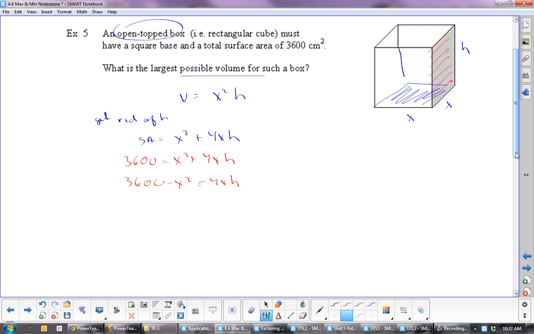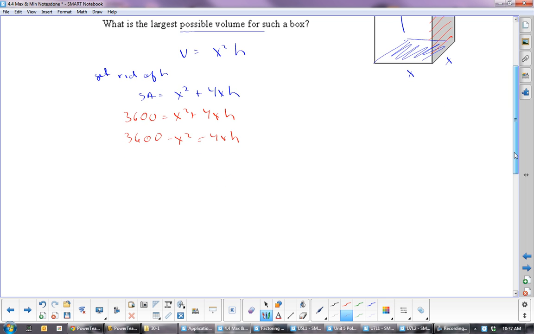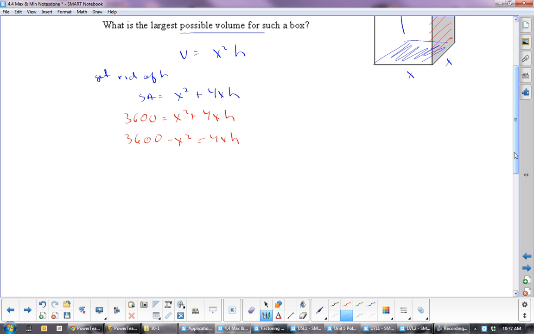I know sometimes when you take notes, you're like, how on earth did he know to do that, right? Well, let's take out an X or 4X. No, that's not going to help me, right? So you try things, and the more you try things, you get better at it. I'm not taking out a 4X. Didn't work for the last 5, so it wouldn't work for this one. I'll subtract the X squared. Now what should I do? Then divide by 4X, right?